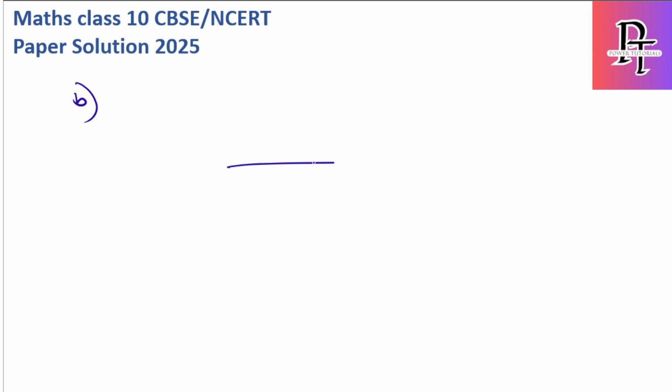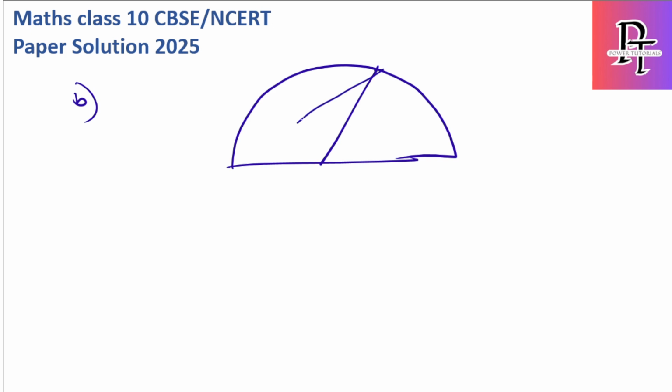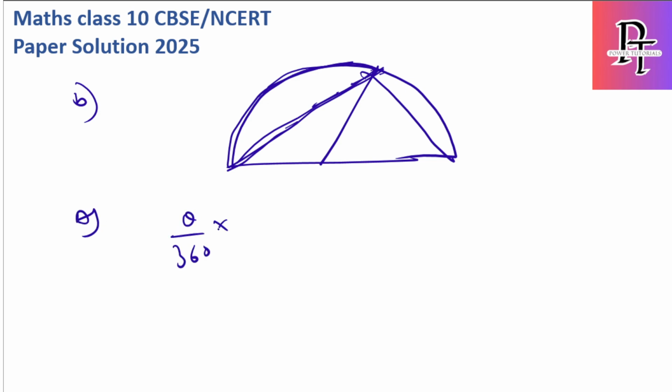Let me redraw the same diagram again. Okay, so this is section 3. This part length they are asking. So this one, length of arc, I can easily find using the formula for sector length, which is theta by 360 into 2 pi r. I can use it to get the length of arc.